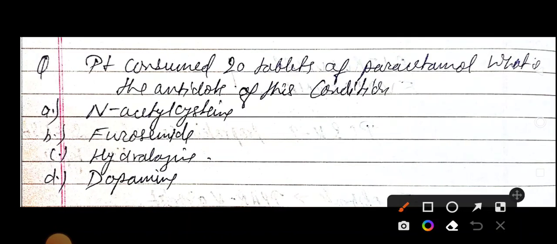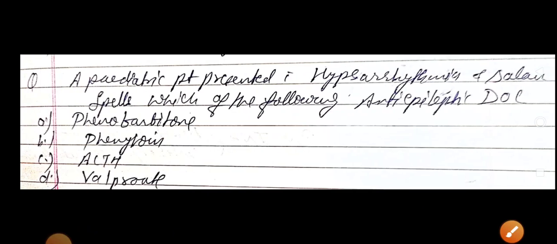Okay, patient consumed 20 tablets of paracetamol. What is the antidote of this condition? So guys, the paracetamol antidote is N-acetylcysteine. No need to see even the options. So N-acetylcysteine, in future if you receive such an MCQ: N-acetylcysteine is best given within 8 hours, and you can give N-acetylcysteine up to 24 hours. Okay, up to 24 hours.